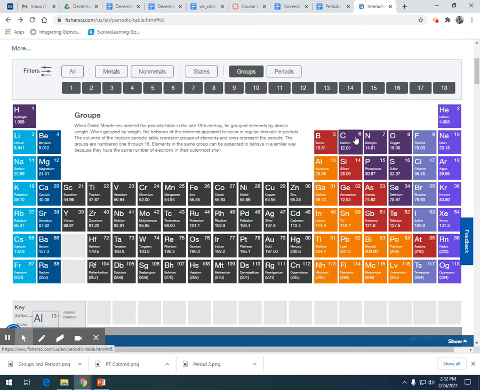And keeping it neutral, adding a proton and an electron to carbon makes it nitrogen. Adding a proton and an electron to nitrogen makes it oxygen. Adding a proton and an electron to oxygen makes it fluorine. And adding a proton and an electron to fluorine makes it neon.